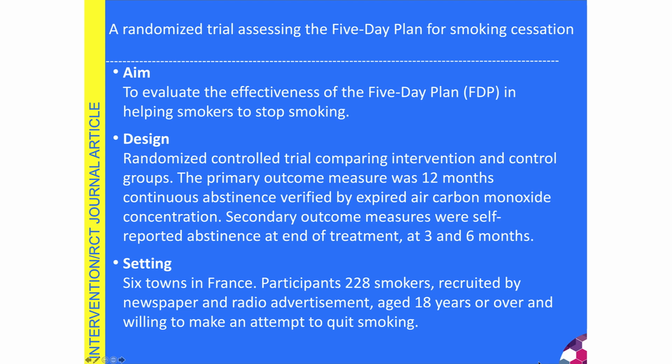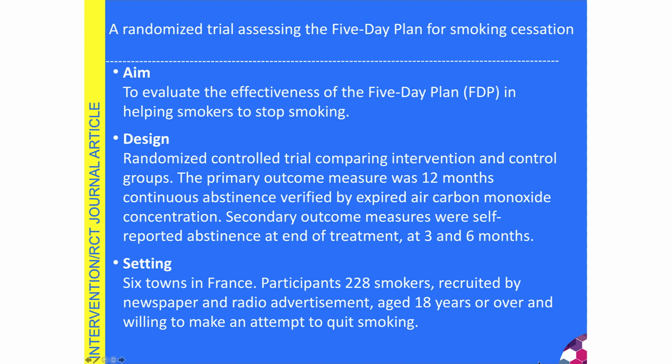And the primary outcome measure was 12 months of continuous absence or abstinence of smoking, verified by using a carbon monoxide monitor, where the smokers will blow out air into it, and it will measure the carbon monoxide levels in the air that they expel, and this will tell us whether they have been smoking in the past few weeks and months. And the secondary outcome measures were self-reported abstinence at the end of treatment and at 3 and 6 months.